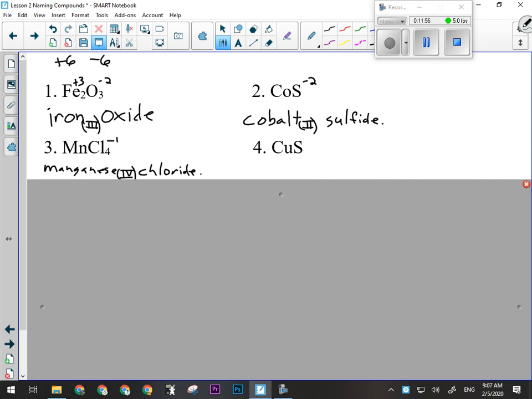Okay, for number 4, we've got copper and sulfur together, so this is going to be copper something sulfide. I think we did this one already. Sulfur is always a what? -2. So copper has to be a +2. So this is copper 2 sulfide.